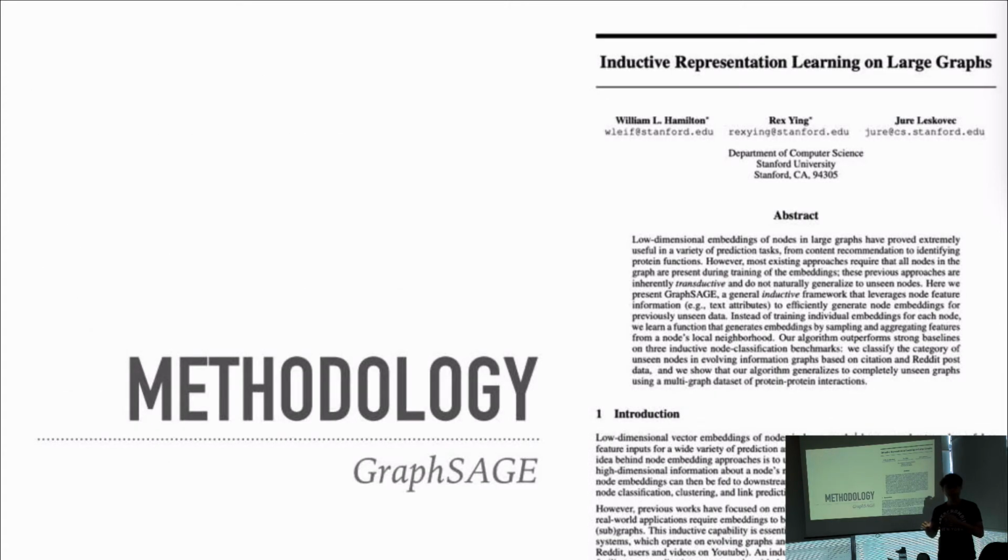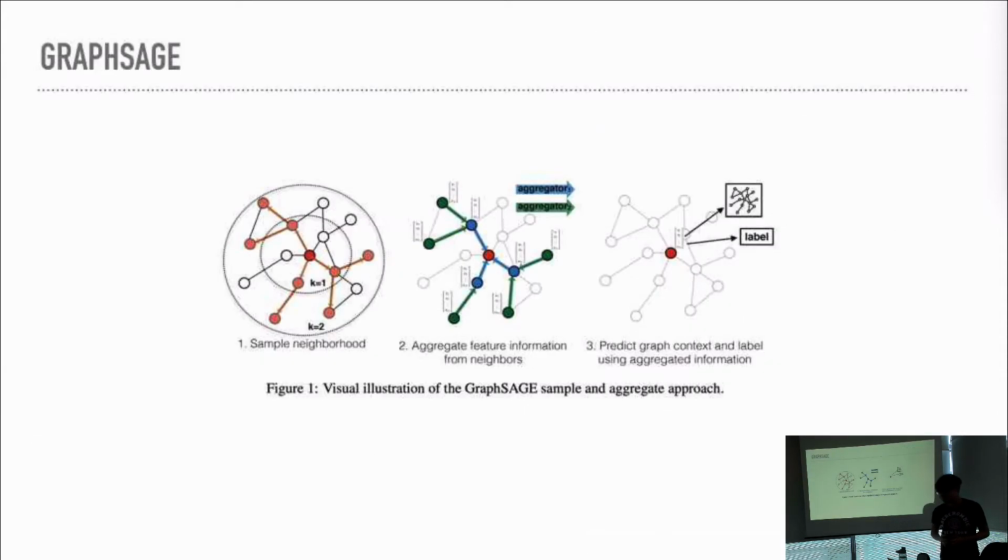So now I'm going to talk about the algorithm, which is called GraphSAGE. And this is the method they proposed. So let's say that this algorithm has 3 steps, which I'll explain later in detail. First is the sampling of the neighborhood. We aggregate the features from the neighbors, and finally we predict whatever task we want to use it on. Okay? So let's start with the algorithm.